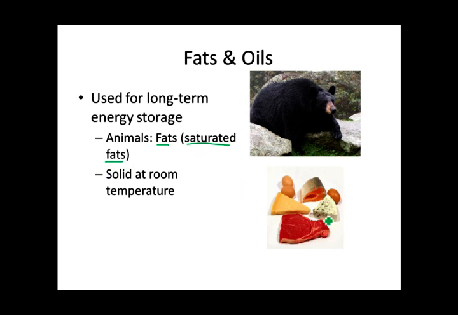These are solid at room temperature, so things like cheese, bacon fat, eggs, beef fat, all of that stuff is solid at room temperature, and those are animal fats mostly. There are some plants that will also make saturated fats, but mostly it's animals. Okay, and of course we use this for long-term storage of energy, and when we look at the molecule, I'll tell you how that works.